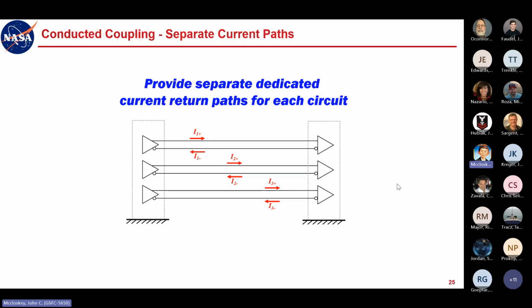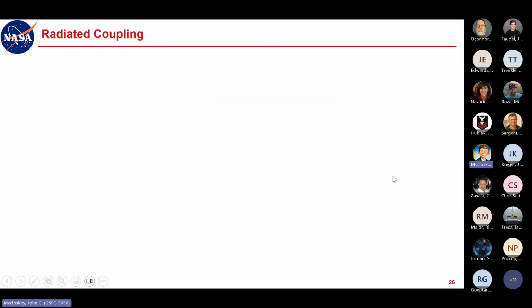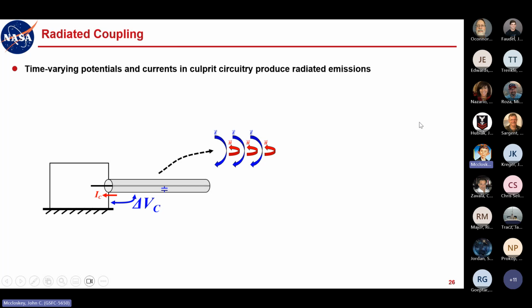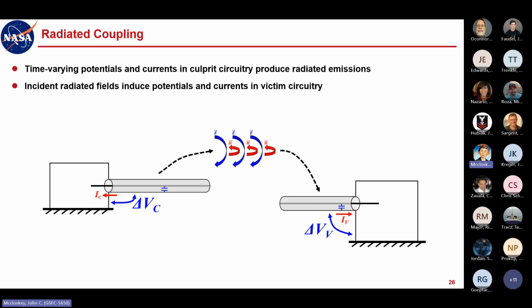So for radiated coupling, as the name implies, time varying potentials and currents in your culprit circuitry will produce radiated emissions. This is stuff that we've talked about in the dipole sessions and other sessions, and our elemental dipoles we just talked about. If you have time varying currents and potentials, they will generate radiated fields. And then when they impinge upon a victim circuit, they will induce potentials and currents in that victim circuitry that then can couple into sensitive equipment inside here and disrupt its operations.